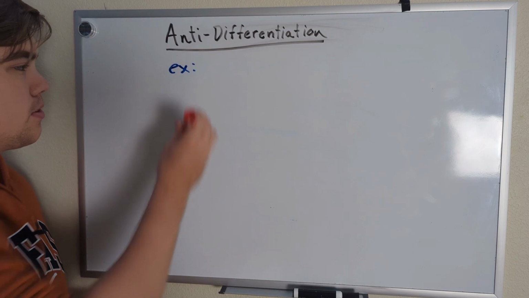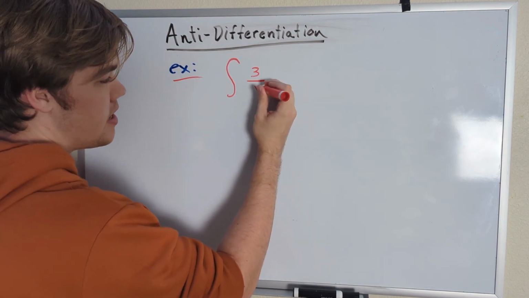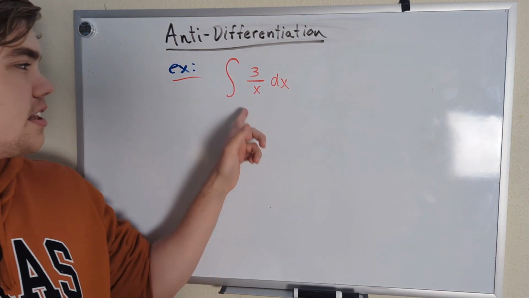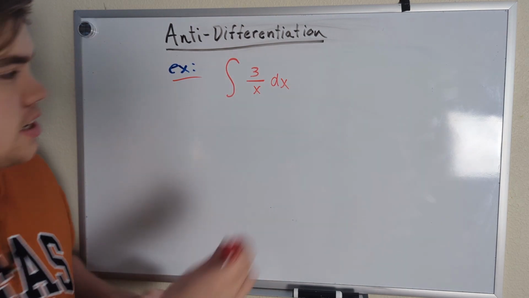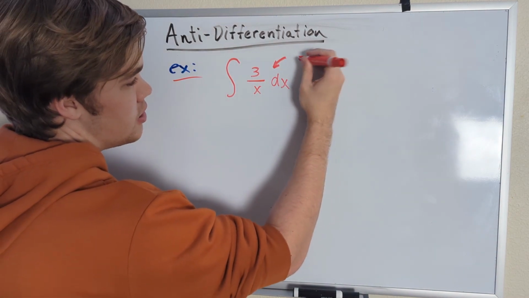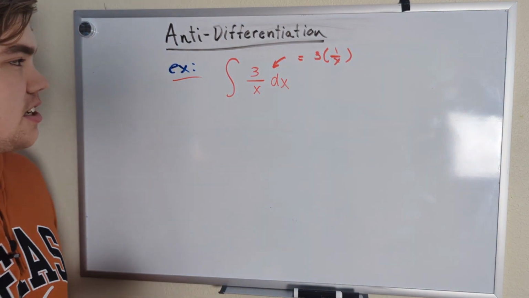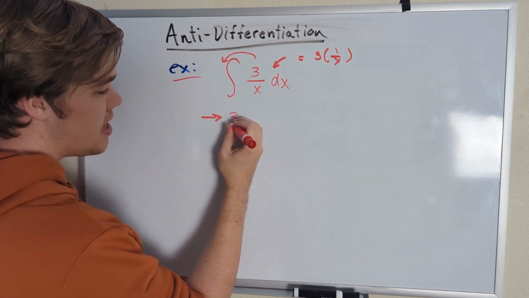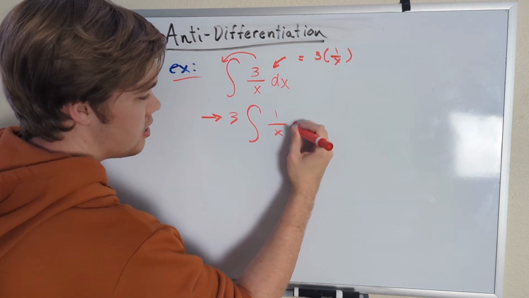We're going to do our second example in red. Let's say we want to take the antiderivative of 3 divided by x dx. So what can we do here? It doesn't seem like there's anything really obvious, but I do want to draw your attention to this 3 on top. This is equal to 3 times 1 over x, which means that this 3 is a constant and we can pull it out to the front. So that changes our problem to 3 times the antiderivative of 1 divided by x dx.